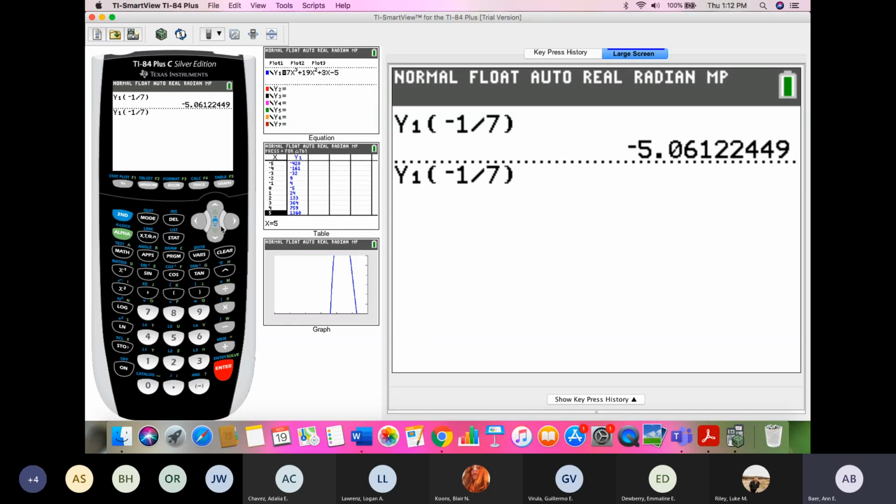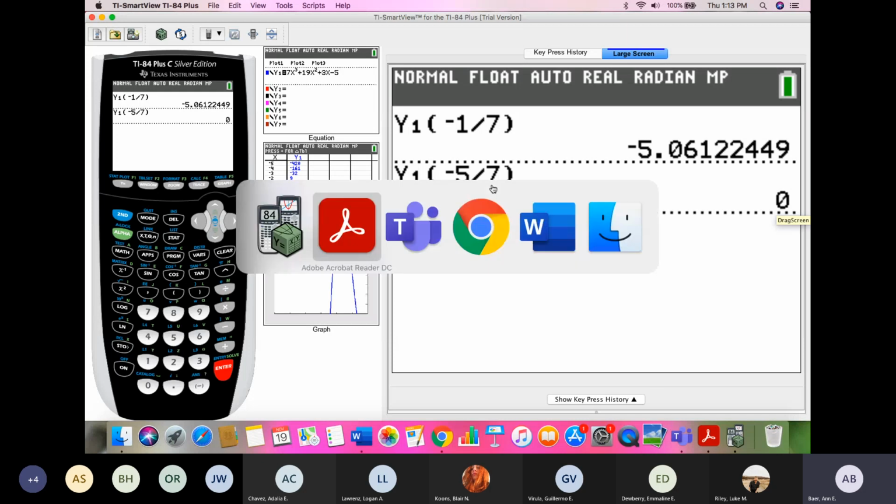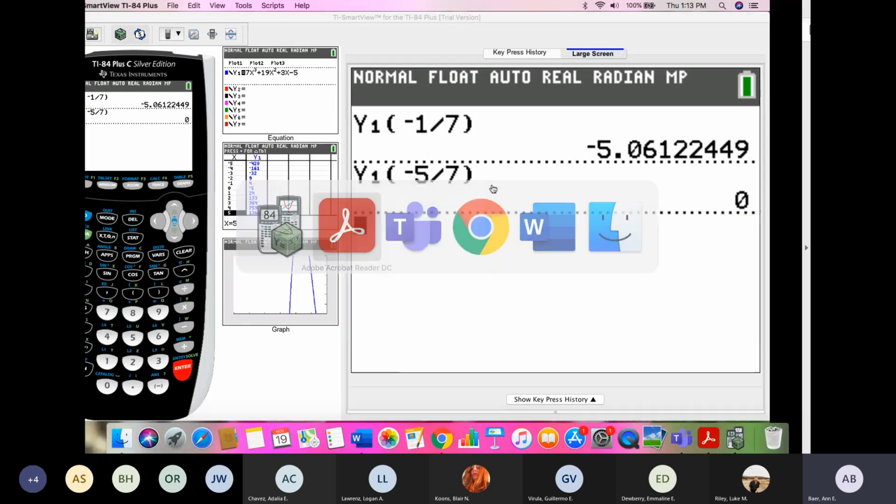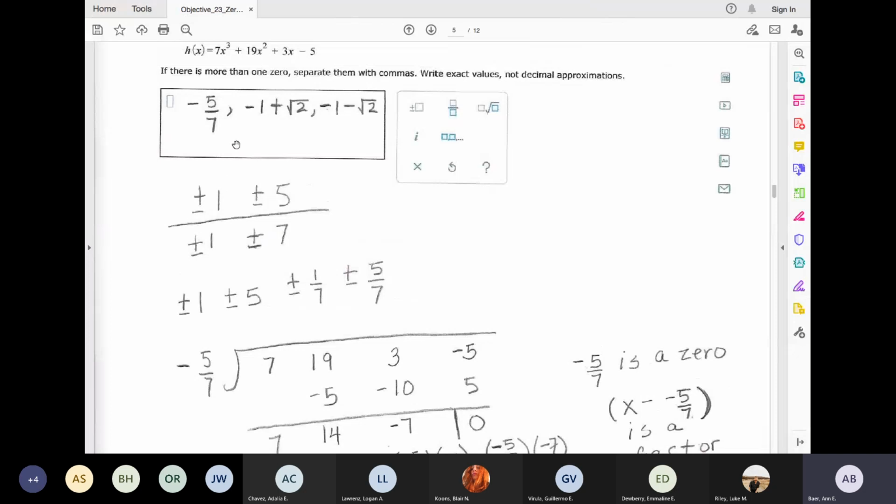If I want to change that to -5/7, we use the left arrow key, and I'm just going to type a 5 in place of that 1. That's -5/7. And enter. And I get a 0. So we get the number 0 here. That means that this x inside the parentheses, -5/7, is a zero. So let me go back to this presentation. We found that -5/7 is a 0.